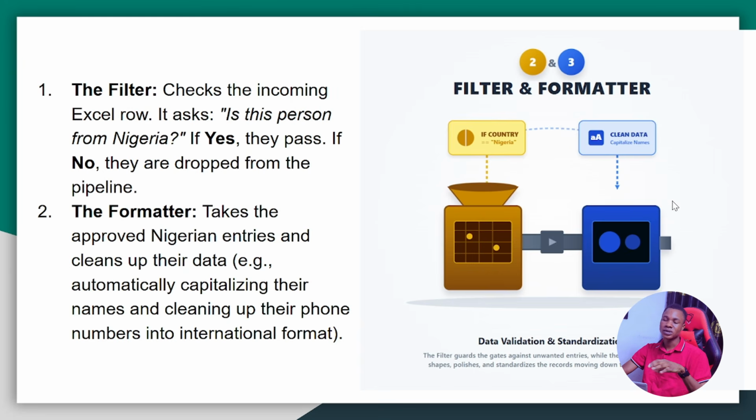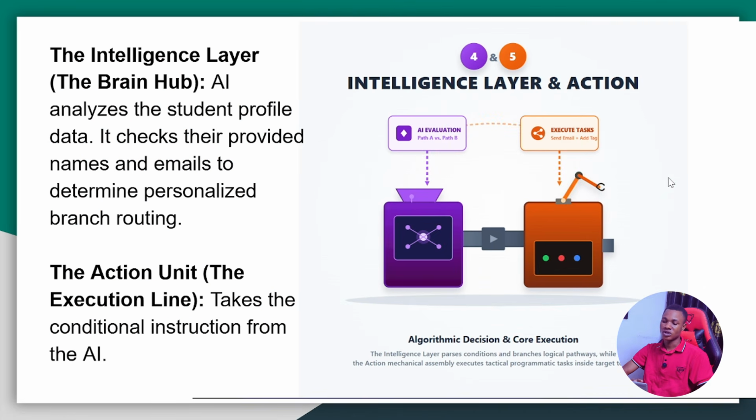So that is what the filter does. The formatter actually filters and formats the information you need, and the other ones are thrown away. If you need only Nigeria, from there you can receive Nigeria, and then you clean up the data and receive it. So that's what automation is all about.